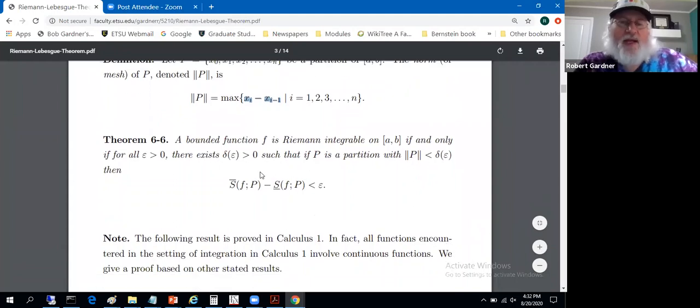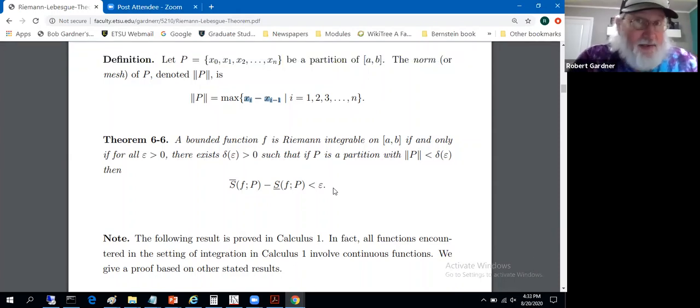And that's sort of what the next thing says. A bounded function f is Riemann integrable on the interval from A to B if and only if for all epsilon greater than 0, there exists a delta greater than 0 such that if P is a partition with the norm of P less than delta, then the upper Riemann sum minus the lower Riemann sum with respect to that partition is less than epsilon. It's got epsilons, it's got deltas. Well, that sounds just like a limit.